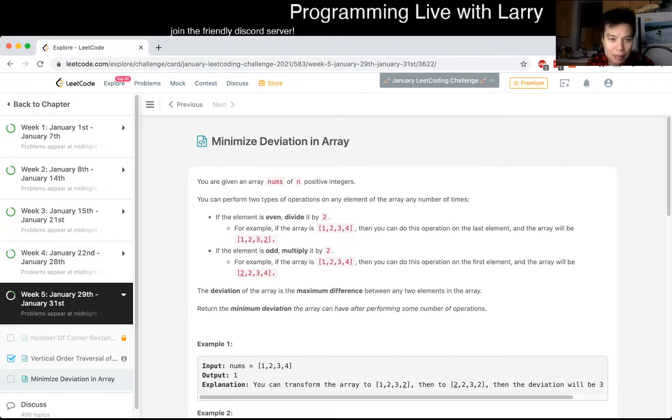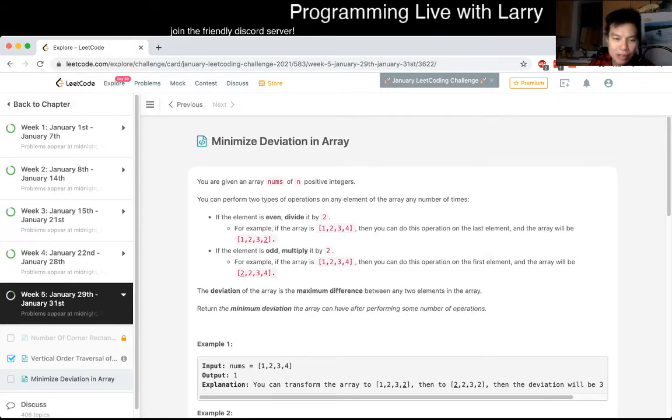Okay, today's problem is minimize deviation in array. So I usually start this live, so if it goes a little bit slow, feel free to fast forward. It's okay because I do my explanation and thought process as well. So you're given an array nums of n positive integers. You're performing two types of operations. If it's even, divide by 2, okay.